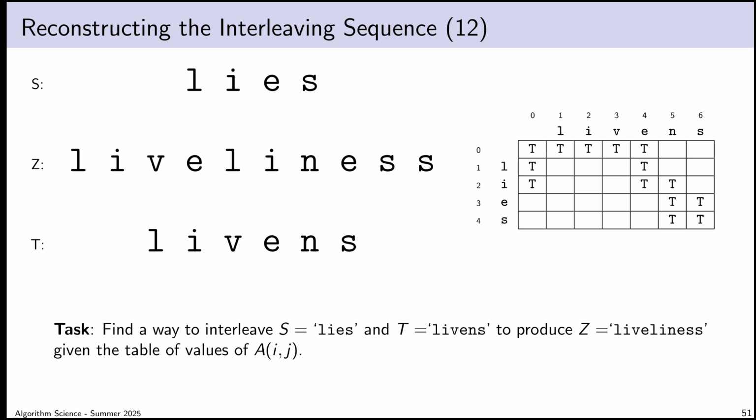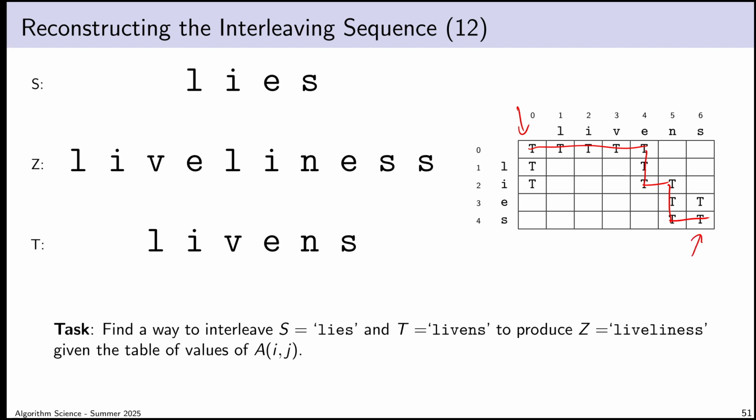All right, let's now tackle this harder input from earlier. I want a way of interleaving the strings lies and livens to form the string liveliness. And here is the matrix that I get. Now you'll notice that in this matrix, there actually are multiple paths I could take. So here's one. It's one that goes up first and then it goes over. And this is the one I think that the slides are going to want to take. But I could also do this. And that's valid. Any path that takes me from the upper left corner, entry 0, 0, all the way down to the lower right is going to work.